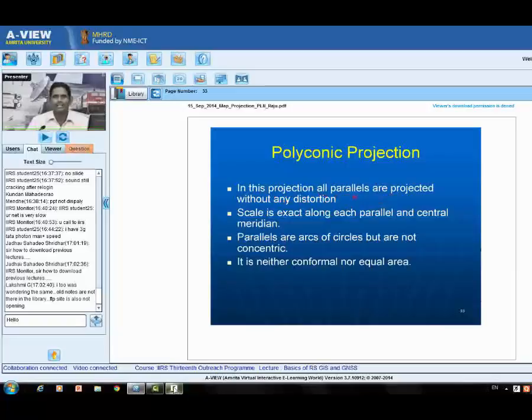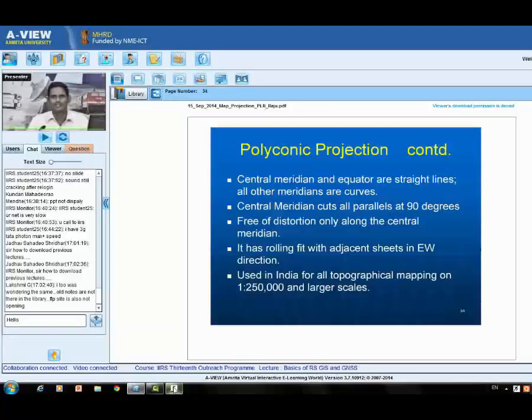In this projection, all parallels are projected without any distance. That means for each parallel, the cone touches the surface, but for another parallel, 1 degree away, the projection is different. Scale is exact along each parallel and the central meridian, and the parallels are arcs of circles. As I have shown earlier, they are arcs of circles going like this and not touching each other, not concentric. It is neither conformal nor equal-area. So that means none of the projection properties is maintained.